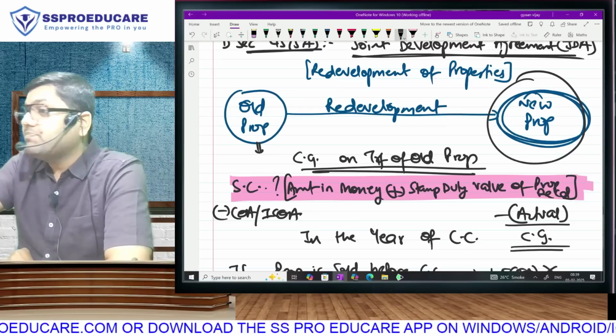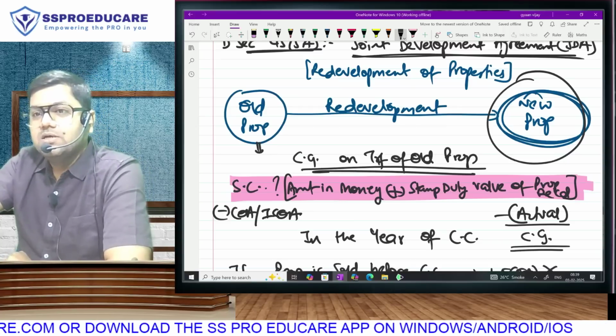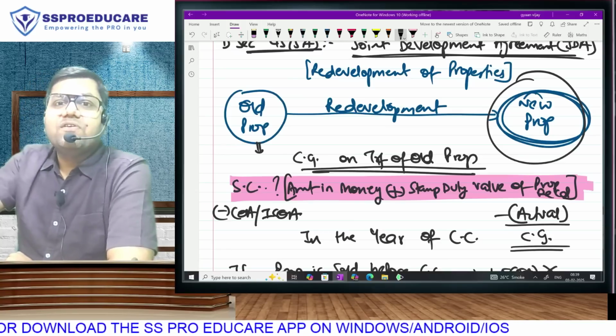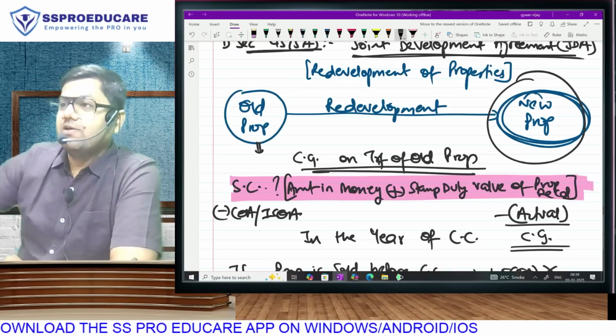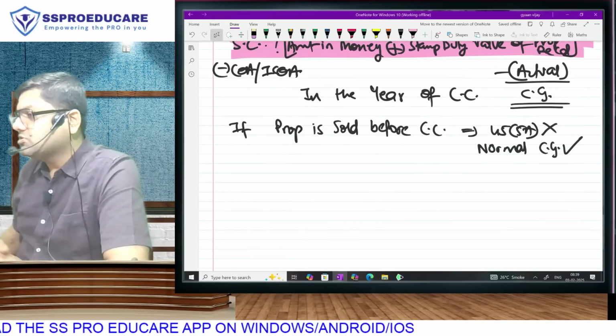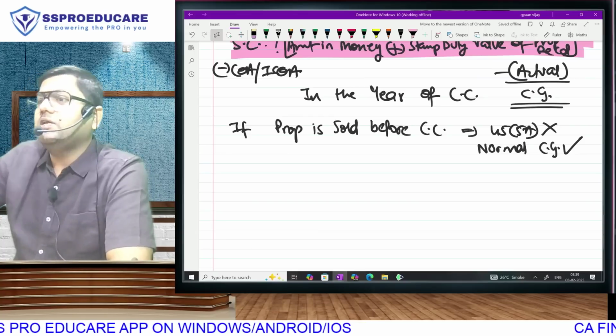But there are some people who exit their redevelopment project before the project is completed. So have I waited for CC? No. If CC has not come, then 45(5)(a) cannot come. The money that I have received is my sale consideration and actual cost of acquisition. That means I am going to apply normal capital gain. Joint development agreement is not applicable.